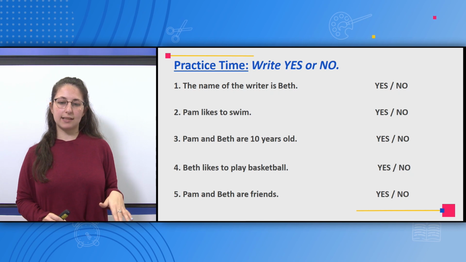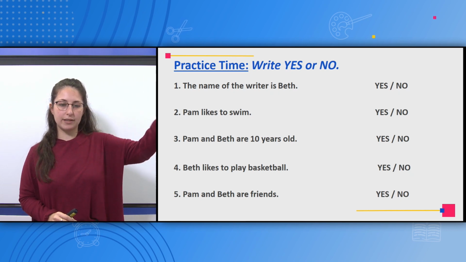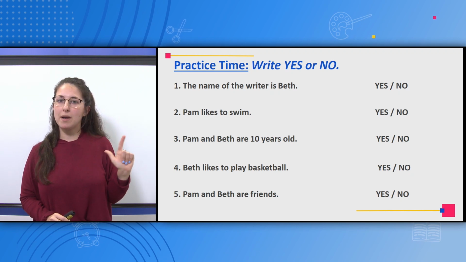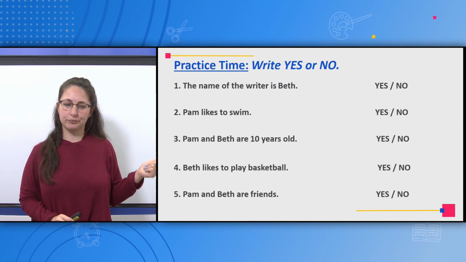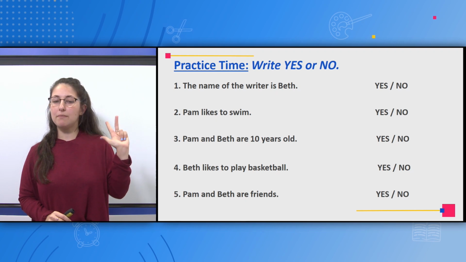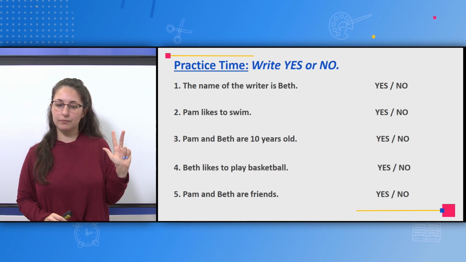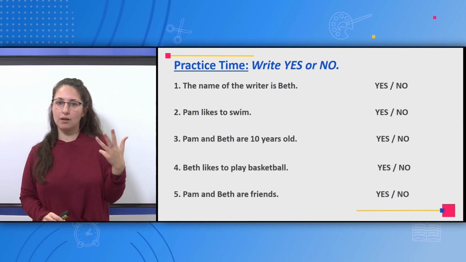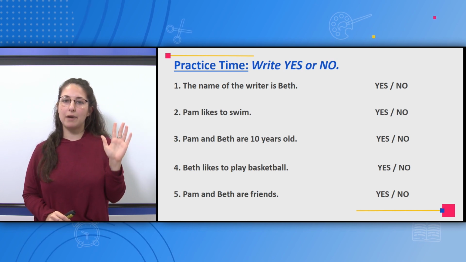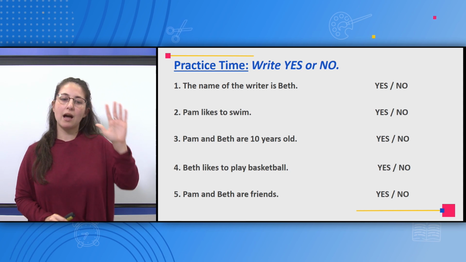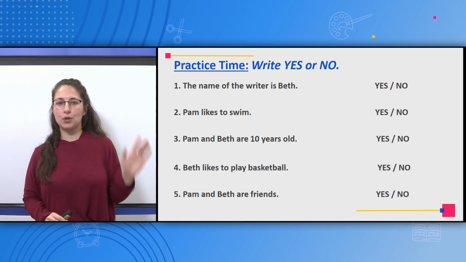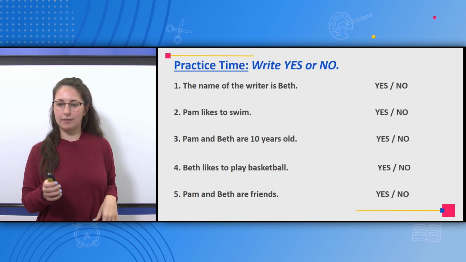Question now. Sentence number 1: the name of the writer is Beth. Yes or no? 2. Pam likes to swim. 3. Pam and Beth are 10 years old. 4. Beth likes to play basketball. 5. Pam and Beth are friends. Read all the sentences from the beginning and write yes or no. You have 1 minute.